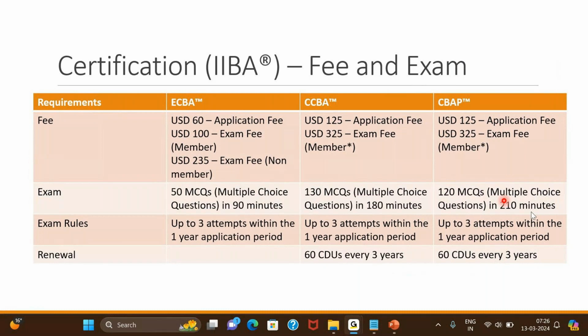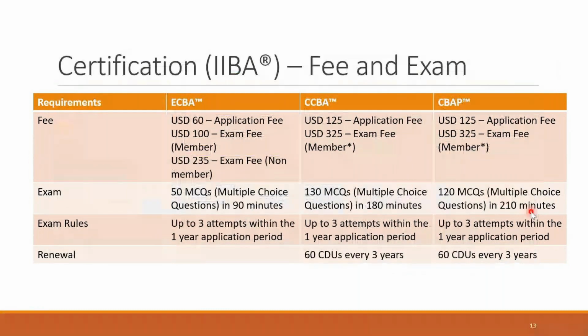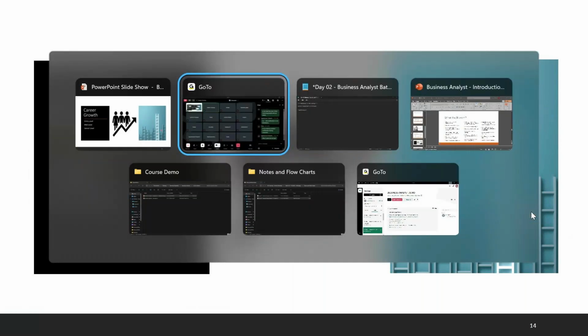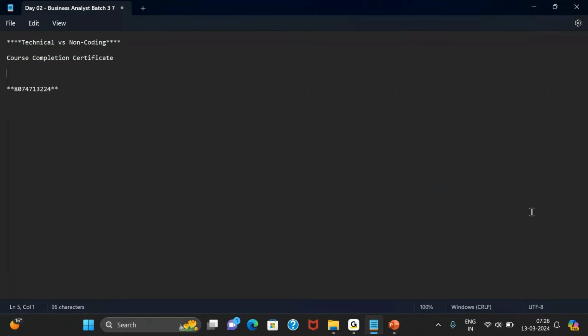Okay. So we'll move on to the next part, that is your career growth as a business analyst. How your career is expected to grow as you increase your experience and your knowledge. Naturally, this is what we all want. We are all here to grow professionally. We don't want to be at the same level for a longer duration. So how do you expect your career growth in BA?